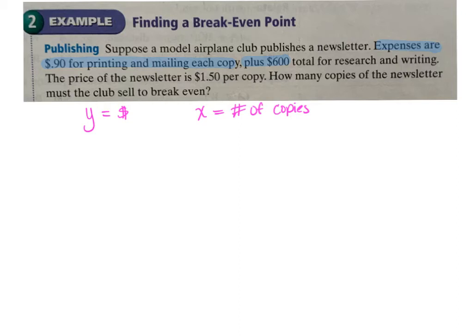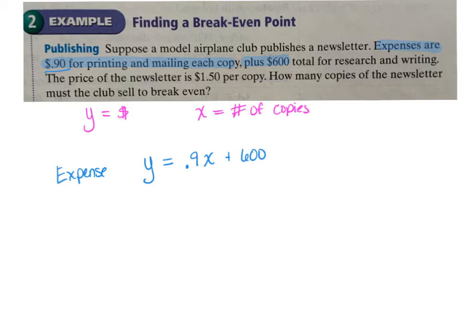So now we're going to set up an equation for our expenses. Our expenses, the dollars that we spend, will equal 90 cents per copy. That's multiplication. 0.9 times X plus a flat amount of what? $600. That's my expenses. All right? That's my expenses.